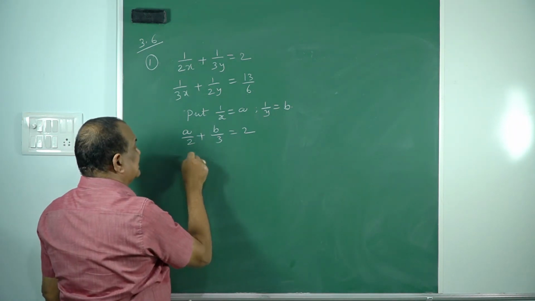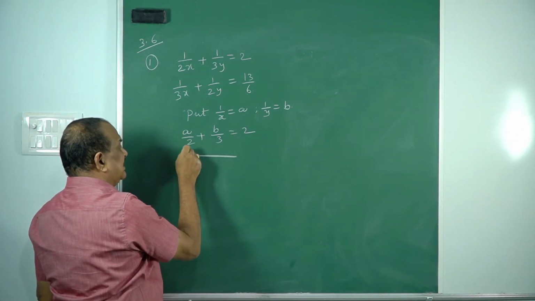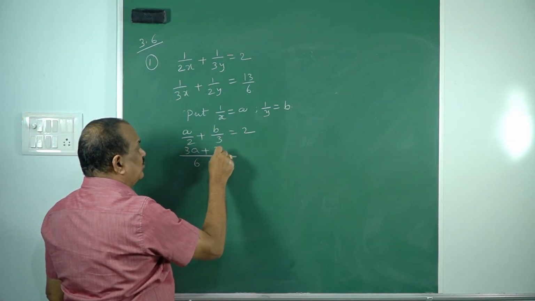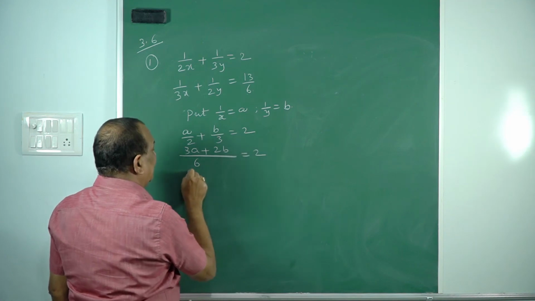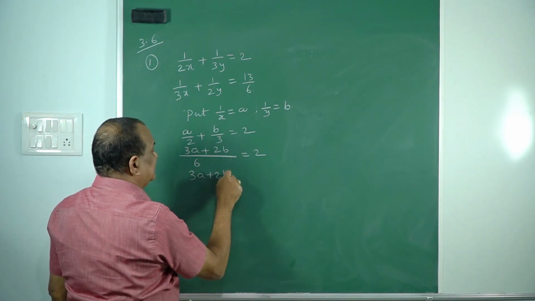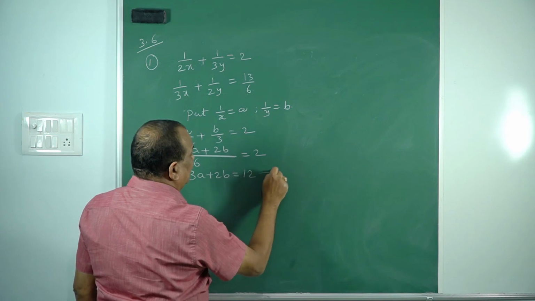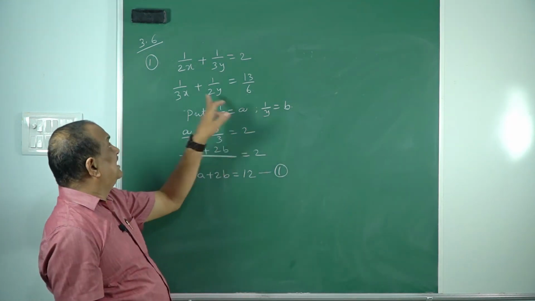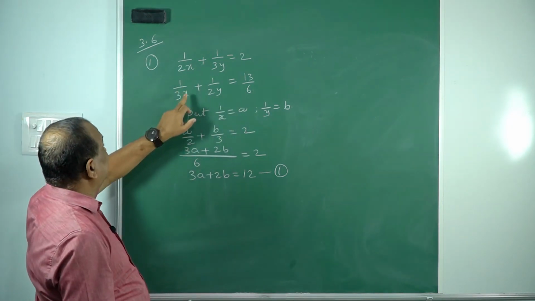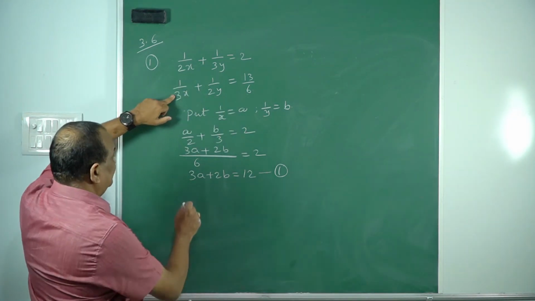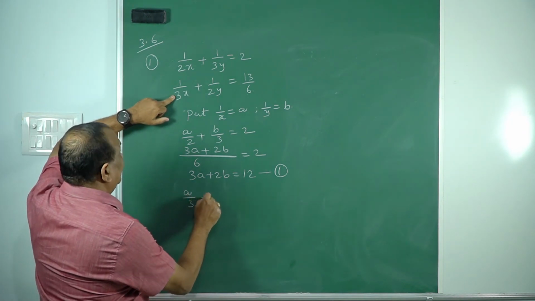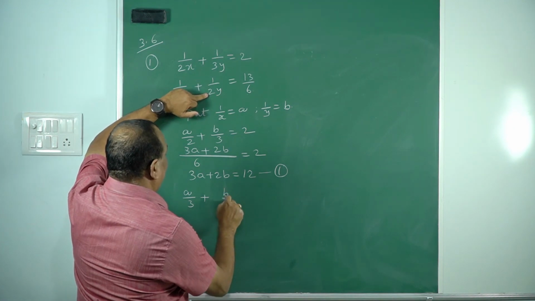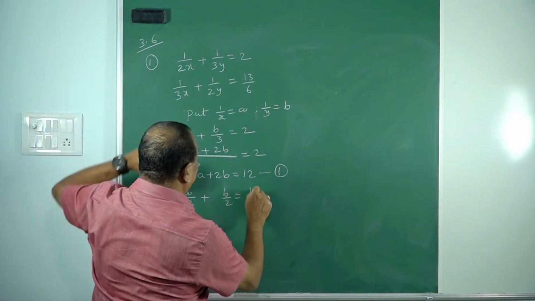LCM is 6. In this 6, this 2 goes 3 times, a, 3a. In this 6, this 3 goes 2 times, b, 2b, and that's 2. And 3a plus 2b is equal to 6 times 2, 12. I got my first equation. Okay, and the same I do in the second equation also. 1 by x is replaced by a, a on 3. And in place of 1 by y, I write b, b on 2. And that is 13 on 6.